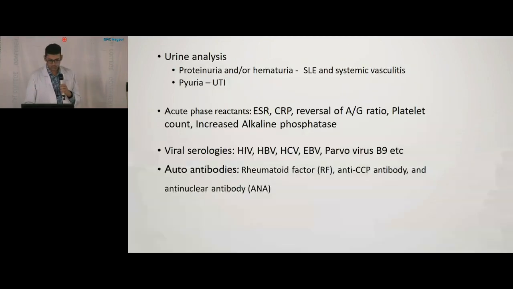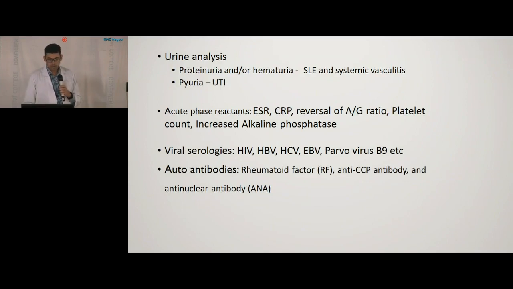Urine analysis, especially if you are dealing with SLE or systemic vasculitis, or pyuria or UTI, this can be a focus of infection that may spread to the joints causing septic arthritis, or it can be a harbinger of reactive arthritis. Acute phase reactants: ESR, CRP, reversal of AG ratio because of relative hypergammaglobulinemia. Platelet count is a very good marker as an acute phase reactant for inflammation. Increased ALP levels. Serological etiologies, if you are suspecting HIV, HBsAg, HCV, the Triple H workup.